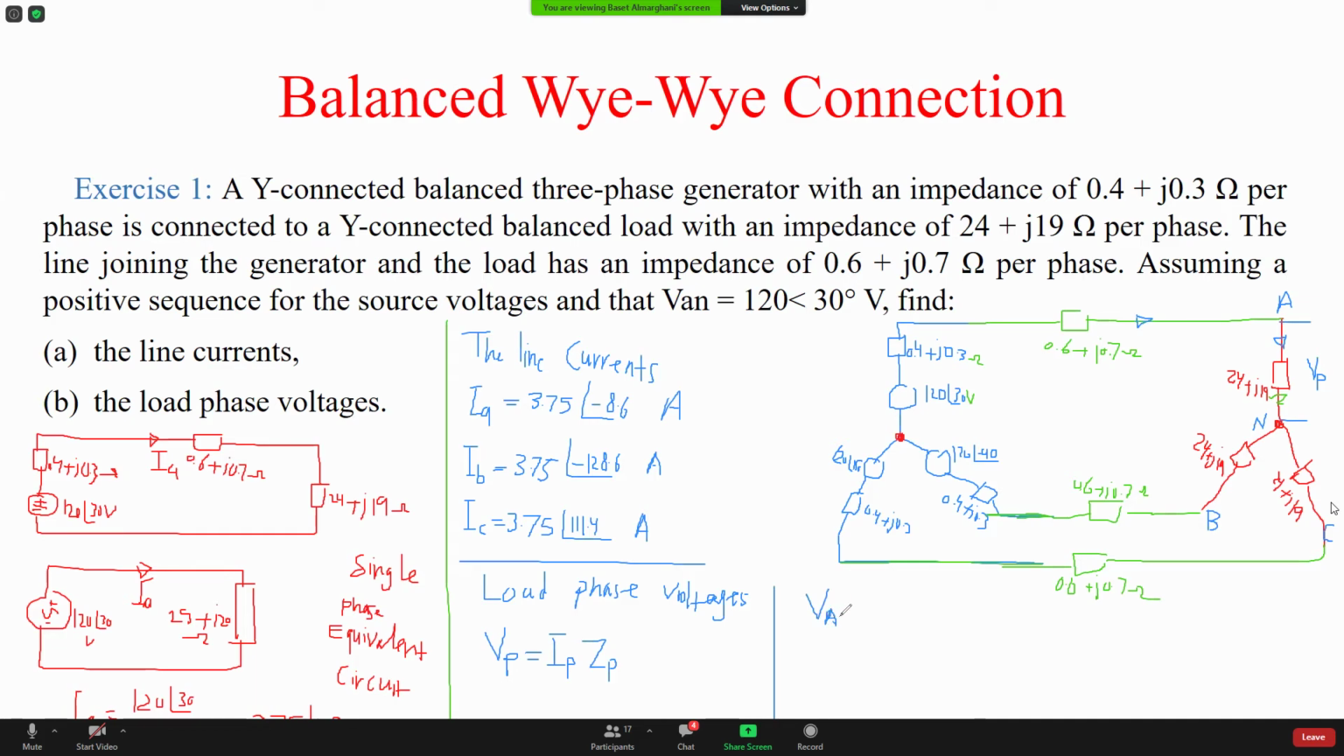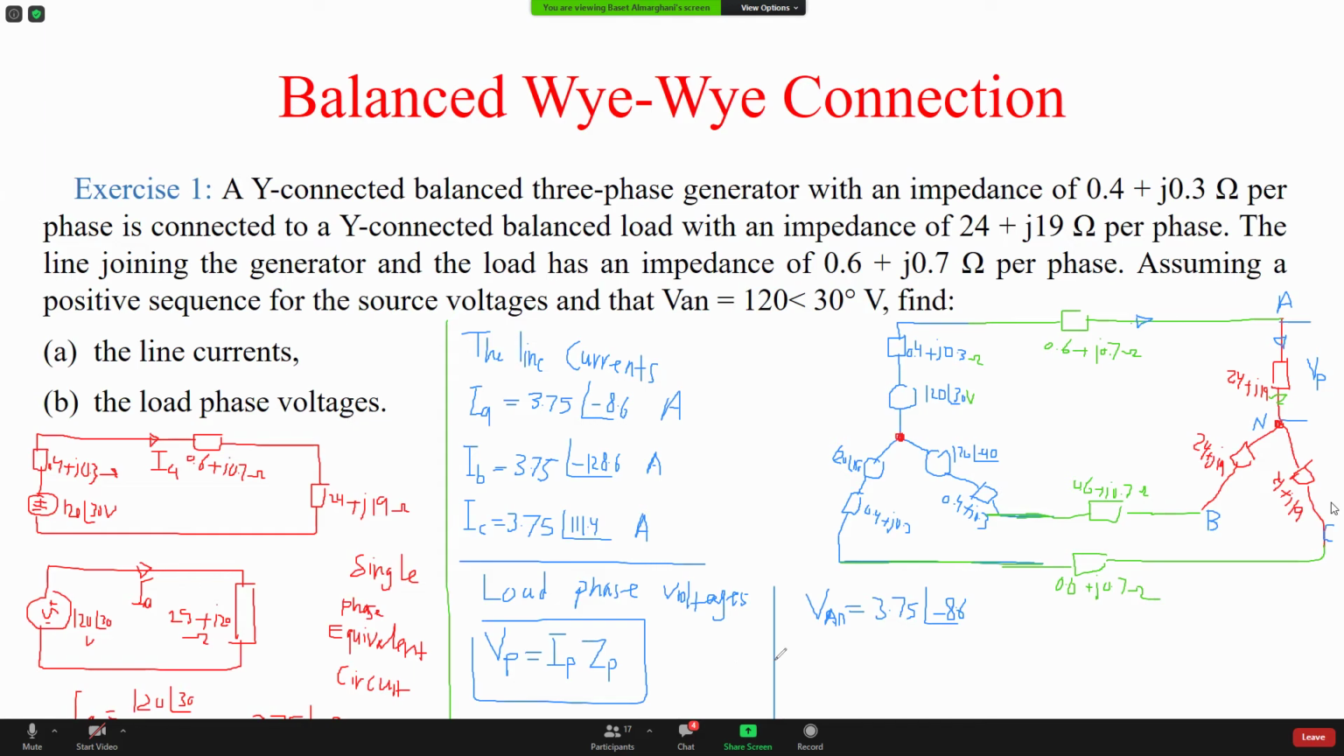So I do VAN, the first phase, is this current, 3.75 angle minus 8.6. This is the line current, but it's exactly like the phase current, okay? Because the line current equals the phase current here. But what I use is the phase current, not the line current, okay? Phase current.